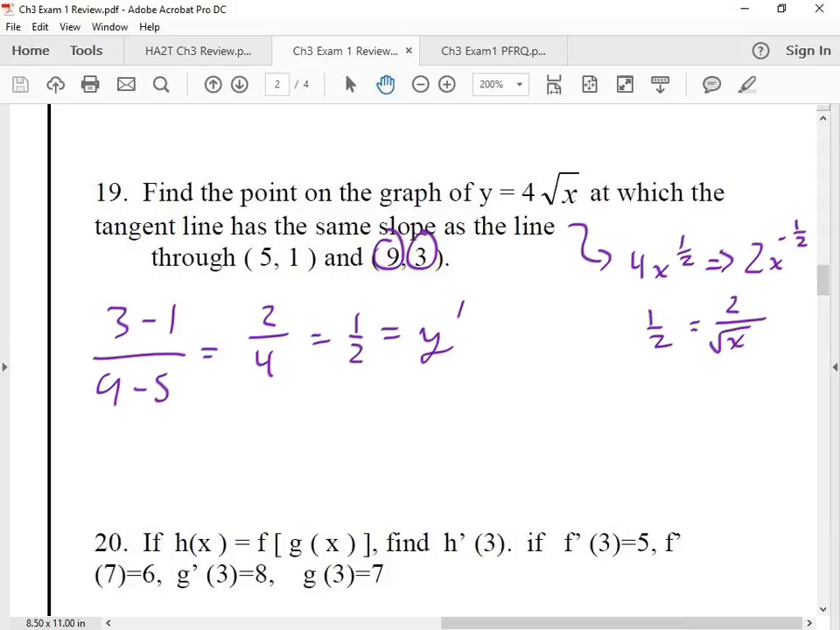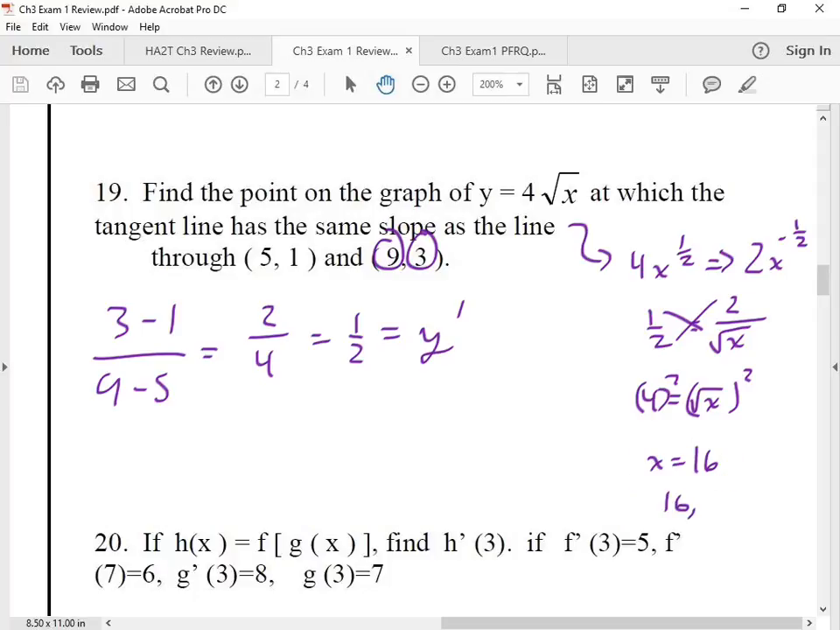So then we're setting this equal to 1/2. Do you know how to solve that? Since we have a fraction equaling a fraction, we can just cross multiply. That times that equals that times that. So we have 4 equals radical x. How do we get rid of the radical? Square both sides. x equals 16. Oh wait, that's not a point, huh?